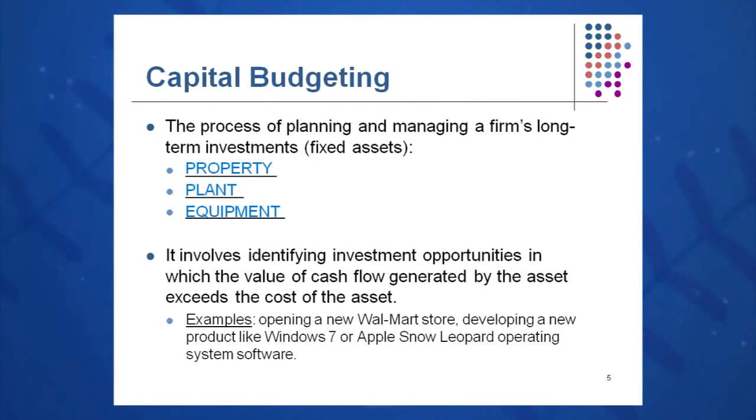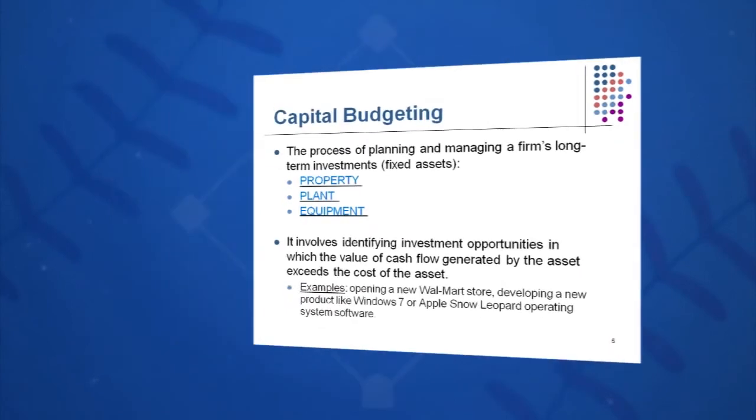So when you hear the term capital budgeting, we're talking about property, plant, and equipment. How much property, plant, and equipment should we carry in our business? With a software company like Microsoft or Apple, I might be talking about should we develop a new operating system like Windows 7, or in Apple's case, Snow Leopard. These are questions that are on the CFO's mind every day.